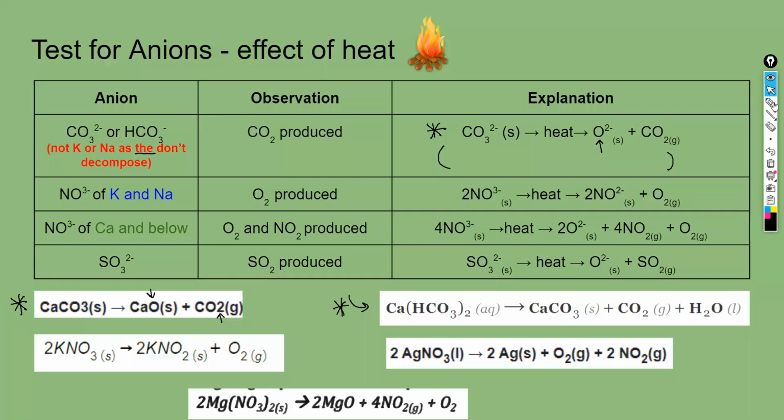Now, the other one is nitrates, but it's nitrates of potassium and sodium only. When you heat that, you're going to get oxygen. And you all know how to test for oxygen. It is do what? Oxygen will relight a glowing splint, right? And this here is the ionic equation over here.